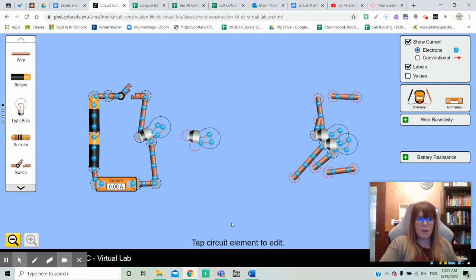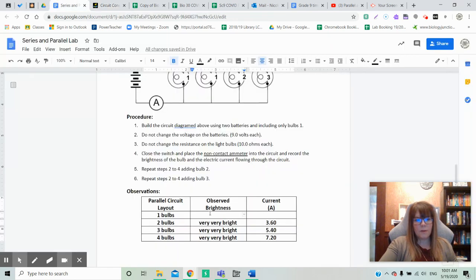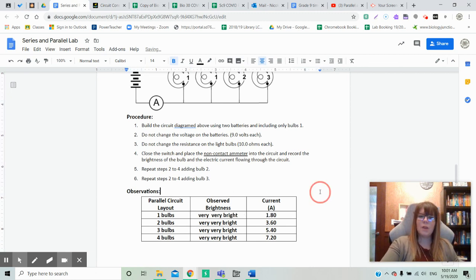And last but not least, let's get rid of one last section here. And still the same amount of brightness. Very, very bright, I'll say. And 1.80 amps. There is the data for the second half of the lab.